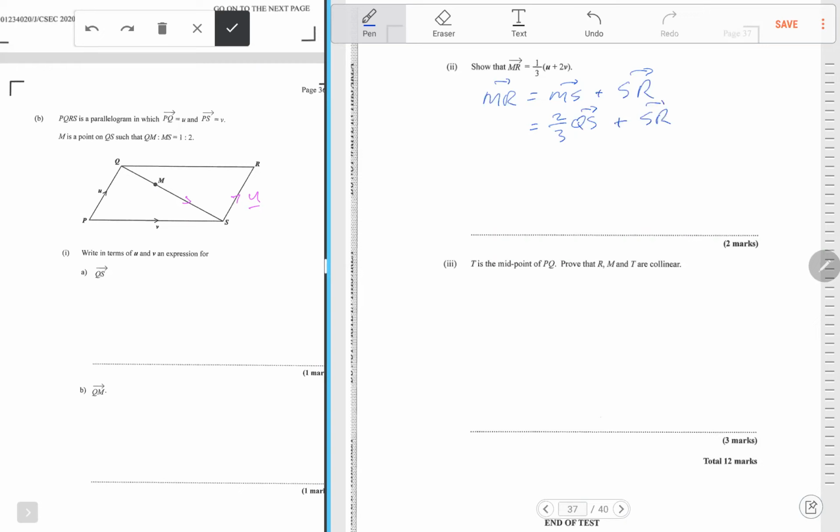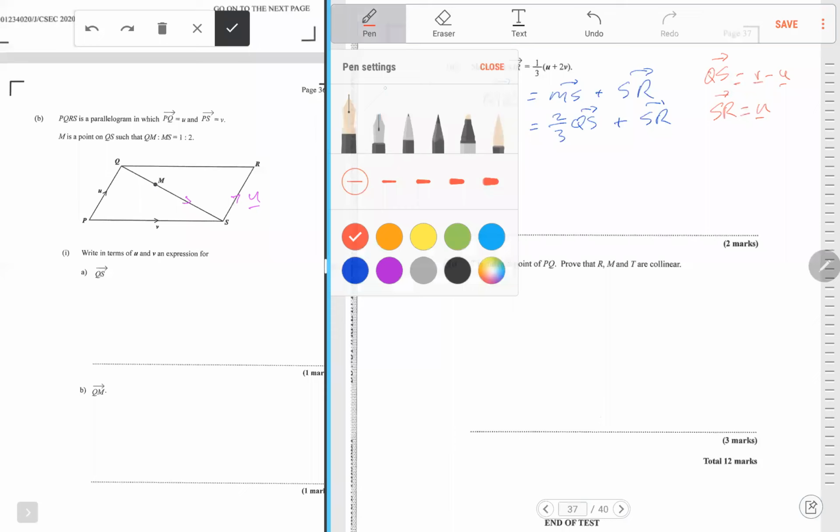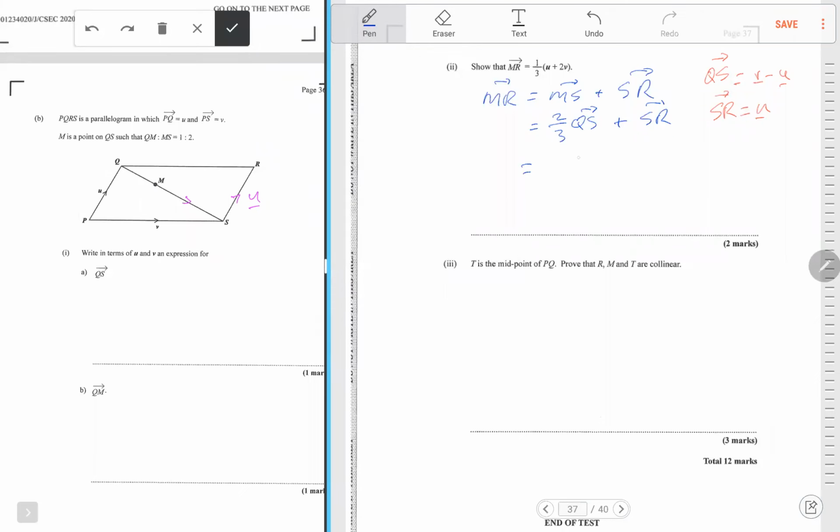Look at what we know for this side. What we know is that QS is V minus U, and SR is U. So this calculation becomes 2/3 V minus 2/3 U plus U. This right here is the first term, 2/3 QS. That's what that is. All right.